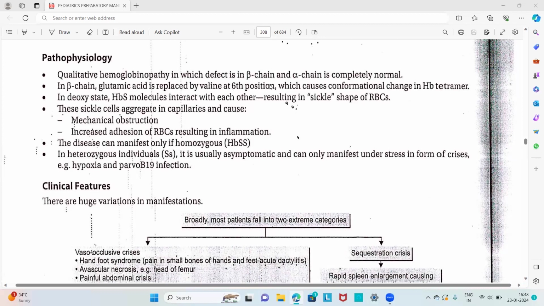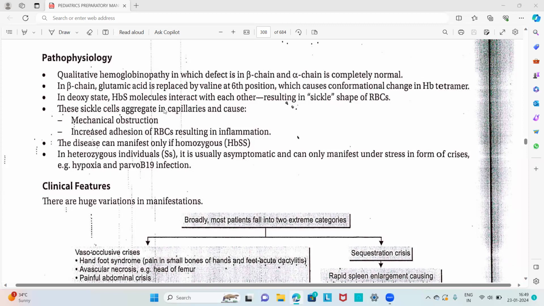That is, there will be a point mutation that results in the replacement of glutamic acid by valine at the sixth position, which causes a conformational change in the hemoglobin tetramer. In the deoxy state, the hemoglobin S molecules interact with each other, resulting in the sickle shape of the RBC. That is, only in the deoxy state does HbS take the shape of the sickle.